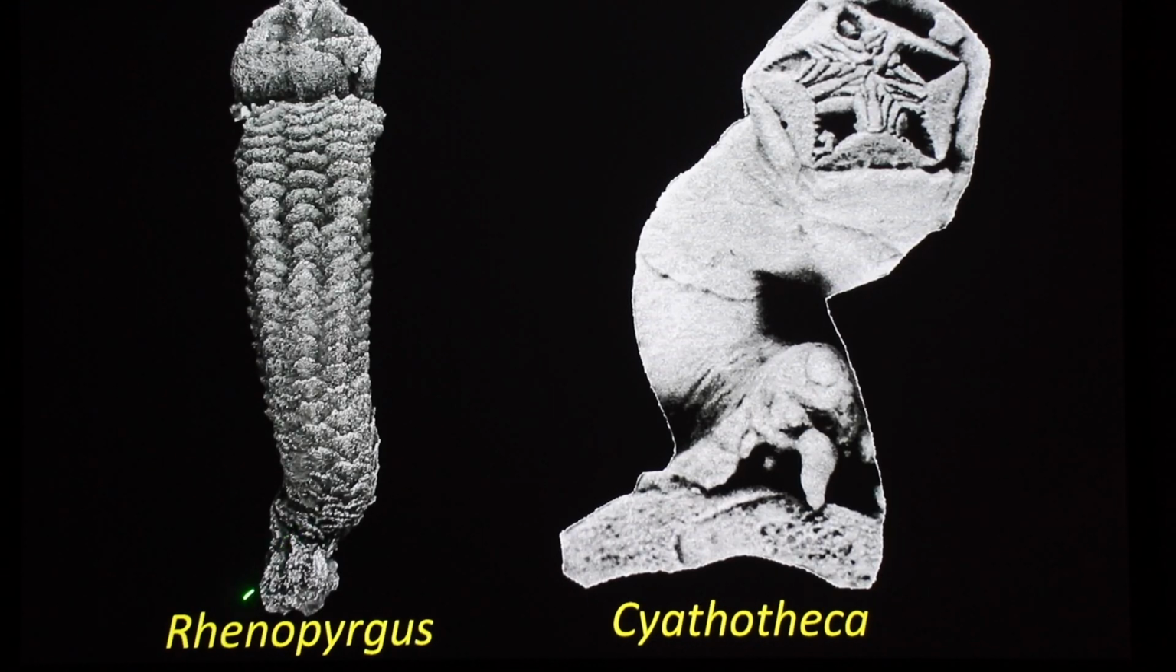The last two groups, the rhinopurgids here with a very flexible stalk and a coriaceous sac, and the cyathocystids here with a rigid stalk with a very diminutive little oral disc and little toes they used to hang onto the substrate with.